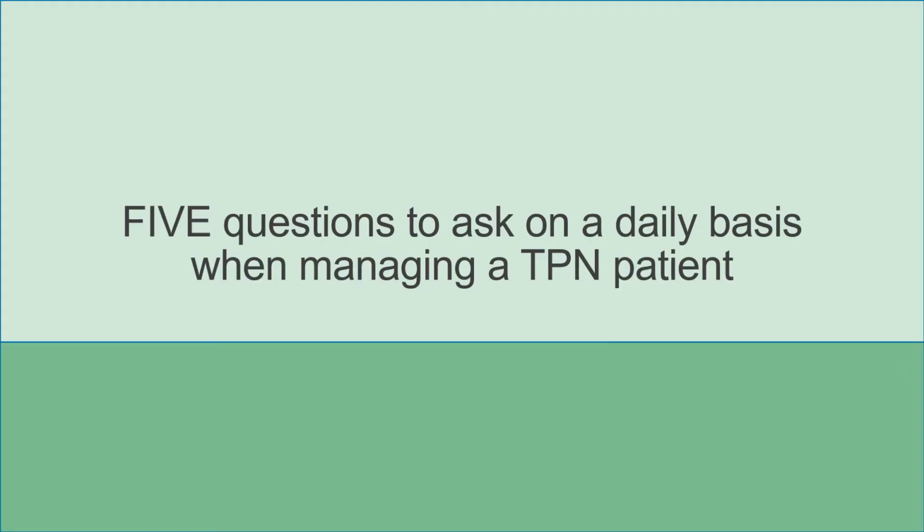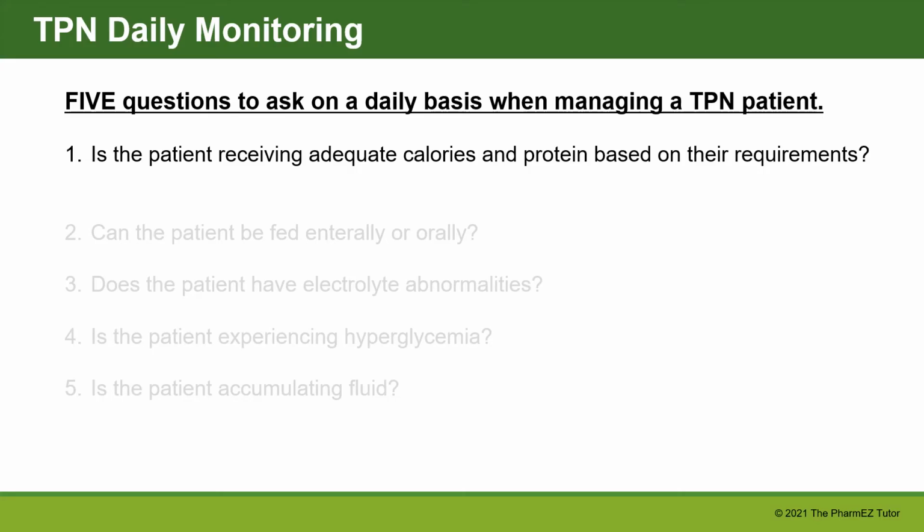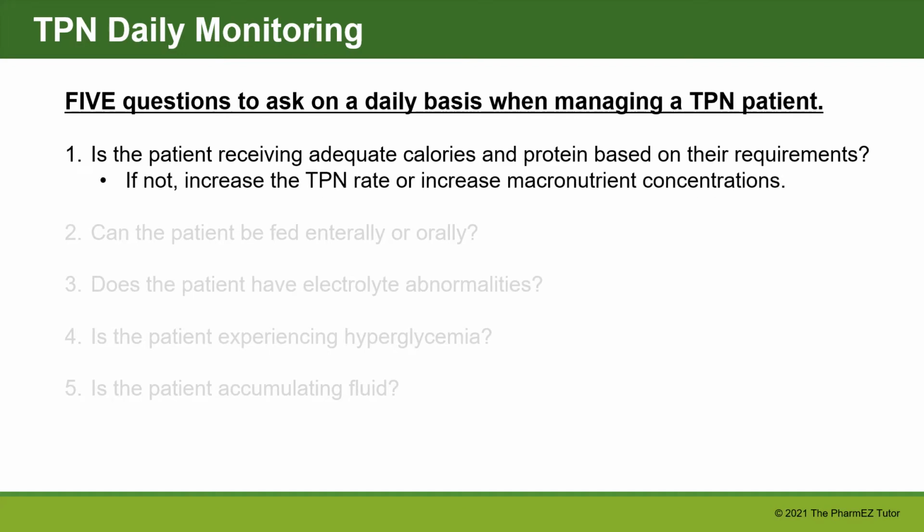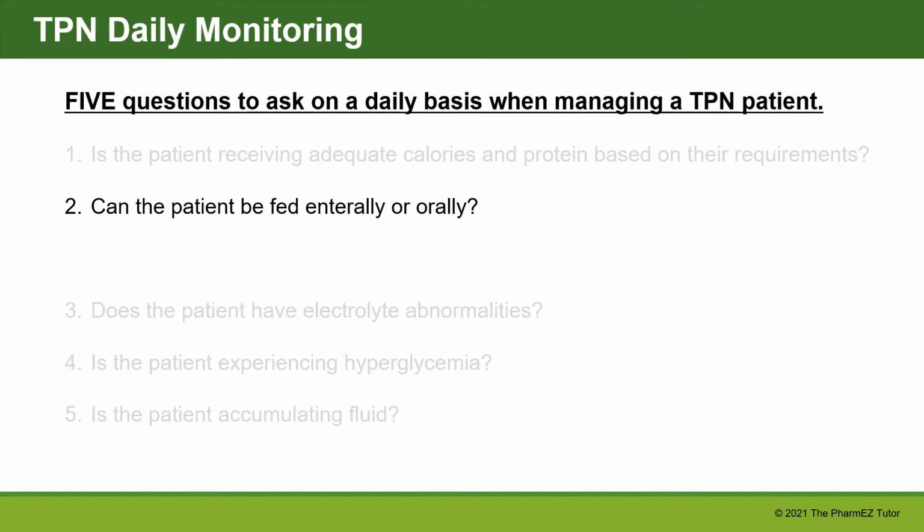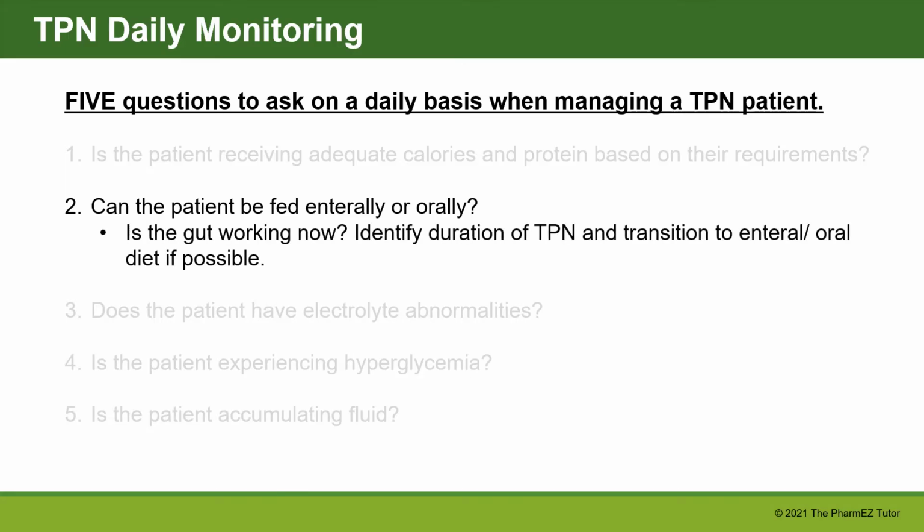There should be 5 questions to ask on a daily basis when managing a patient on TPN. Question number 1. Is the patient receiving adequate calories and protein based on their requirements? If not, increase the TPN rate or increase the macronutrient concentrations. Question 2. Can the patient be fed enterally or orally? Is the gut working now? Identify the duration of the TPN and transition to enteral or oral diet if possible.